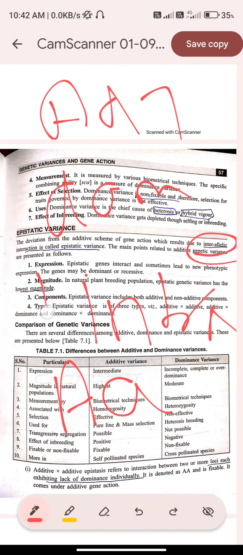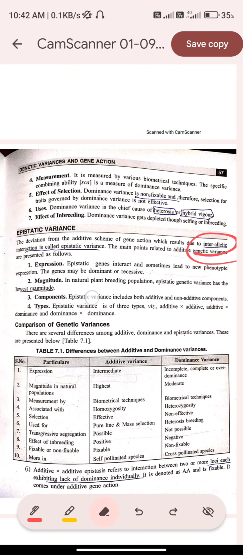Suppose you have a gene, it has two alleles, capital A and small a. So both additive and dominance variance are due to the interaction between these two, capital A and small a alleles, which are of the same gene. But epistatic variance is due to interaction between alleles of two separate genes. Suppose you have two genes, capital A and capital B. So interaction between these two alleles, both of different genes, is called epistatic variance.